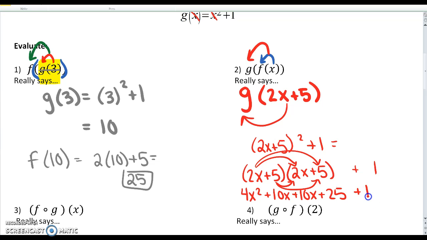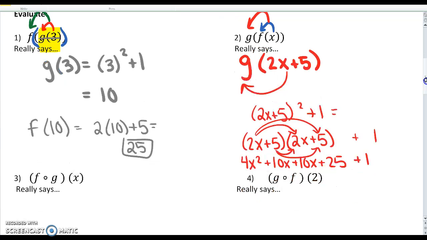And then we have the plus 1 on the outside. So we always do multiplication before addition or subtraction if you follow PEMDAS. I'm running out of room, but that simplifies to 4x squared plus 20x plus 26. Okay, so if you have g of f of x, you should end with a function. If you're plugging in numbers, you should end with a number.